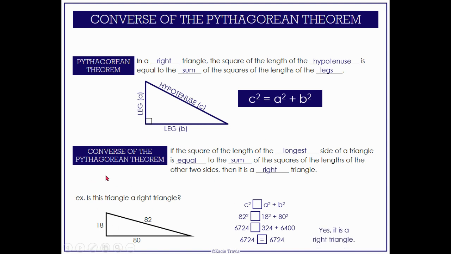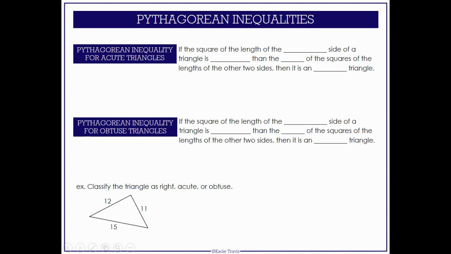So, if it works for the Pythagorean theorem as we've dealt with it, then that means that it is a right triangle. But what if it doesn't work for the Pythagorean theorem? Let's take a look. So, next we're going to be talking about this quick thing, the Pythagorean inequality for acute triangles and also for obtuse triangles.